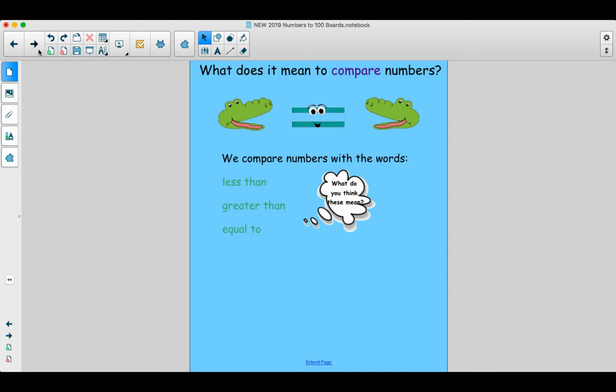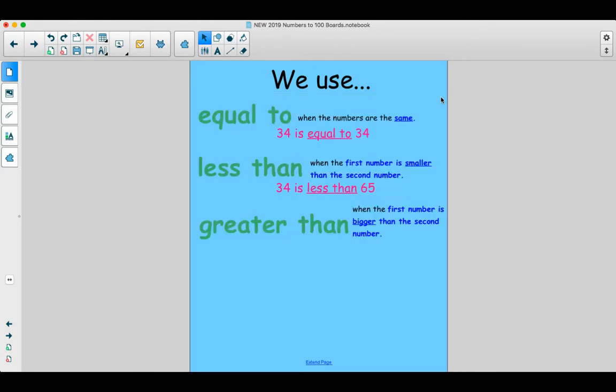Let's take a look. We use equal to when the numbers are the same. So looking at these numbers, 34 and 34. 34 is equal to 34. So that means 34 is the same. We use less than when the first number is smaller than the second number. So 34 is less than 65. And we use greater than when the first number is bigger than the second number. Well, there's no example here, but let's say if 65 and 34 were switched, 65 is greater than 34.